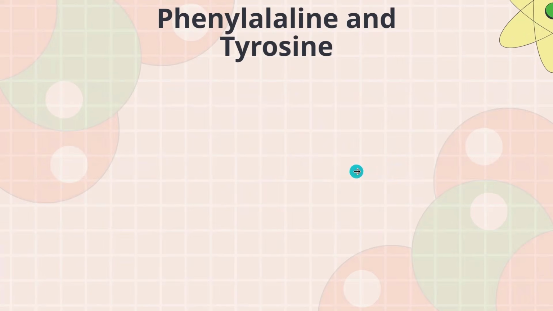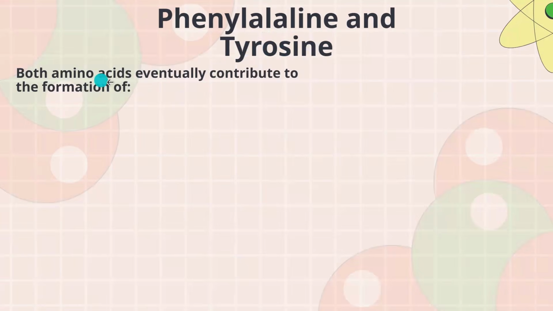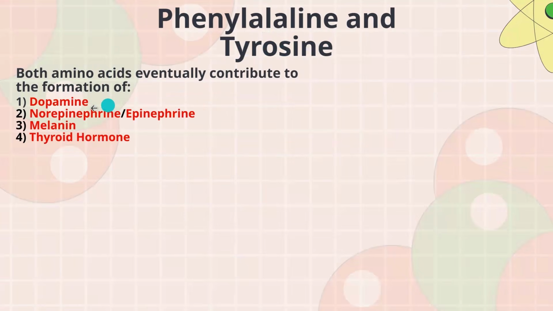Now, we said that phenylalanine contributes to the formation of tyrosine. Tyrosine will contribute to the formation of dopamine, norepinephrine, epinephrine, melanin, and thyroid hormone. Maybe the new one here is dopamine. I didn't mention it in the last lecture, but please know that dopamine is also contributed to.